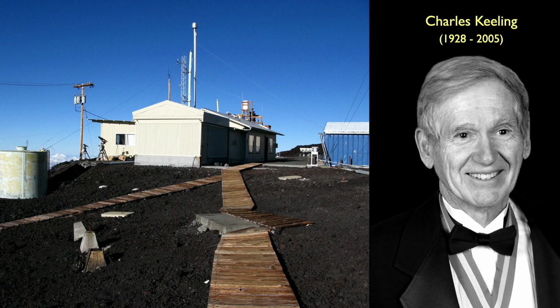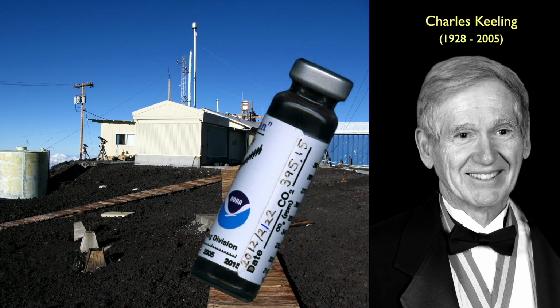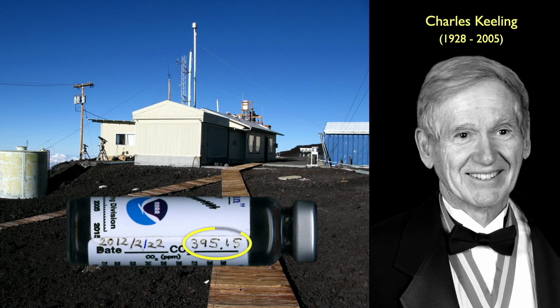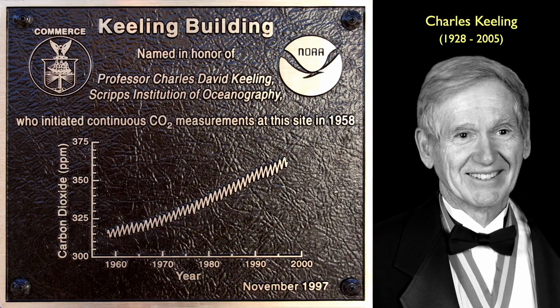When I visited the lab in 2012 to webcast the transit of Venus across the face of the Sun, notice the telescopes, I obtained a sample of the air at that time. Notice the concentration of CO2 was 395.15 parts per million. We'll come back to this number in the next slide. The lab at the site now bears Keeling's name.